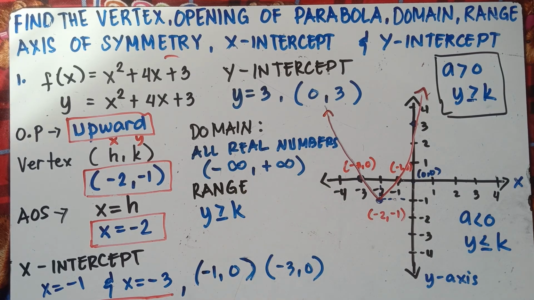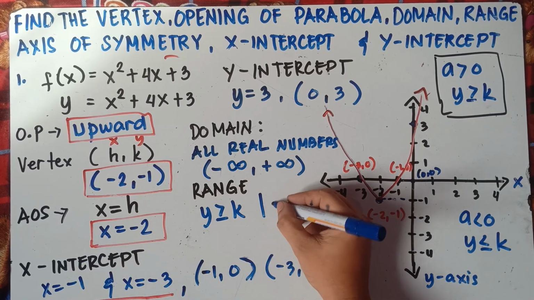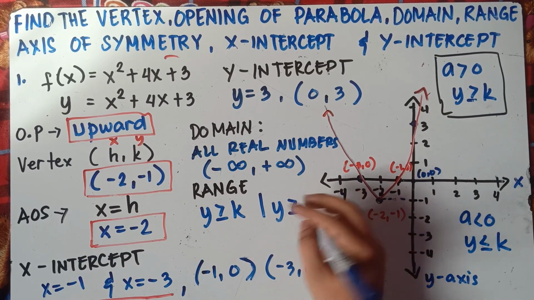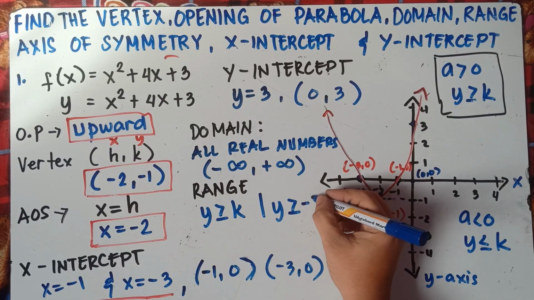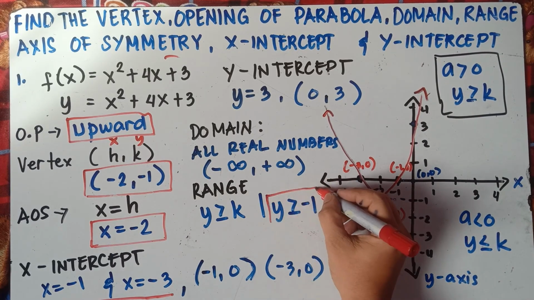And what is the value of our k, class? That's correct, that's negative 1. So our range would be y is greater than or equal to negative 1. That's it, class. This will be our answer for range.